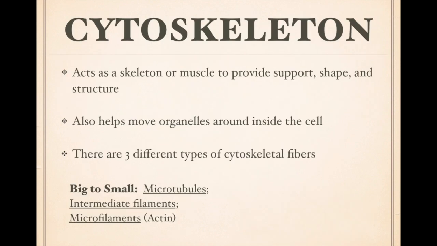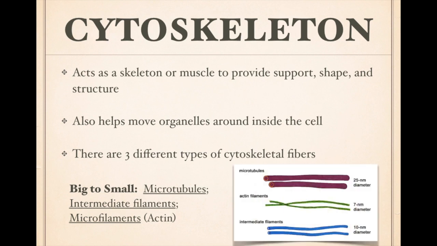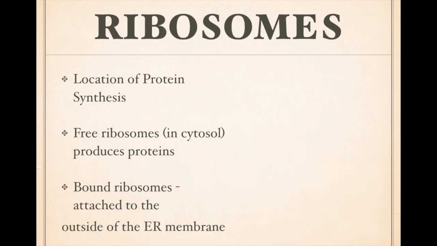Okay, the cytoskeletons. The cytoskeletons provide support, shape, and structure, and that's why they're called a skeleton, to provide shape for the cell. It also helps organelles move throughout the cell. There are three different types of cytoskeletons, microtubules being the bigger, thicker ones. Then you have intermediate, meaning middle, and then microfilaments called actin are the real thin, small ones. And here's a picture. The actin filaments are the thinnest.